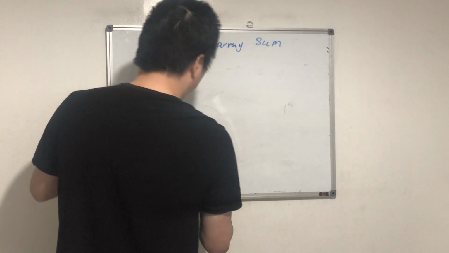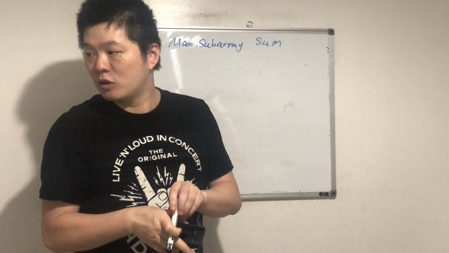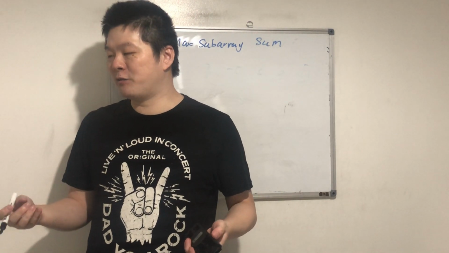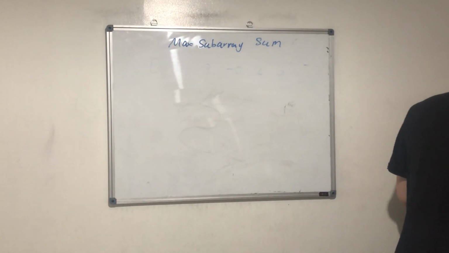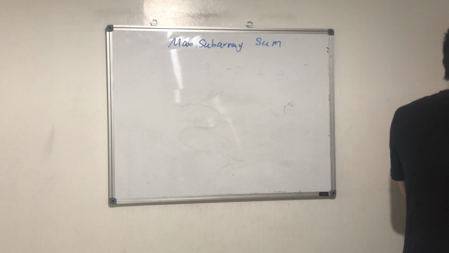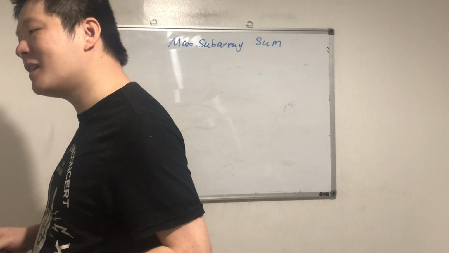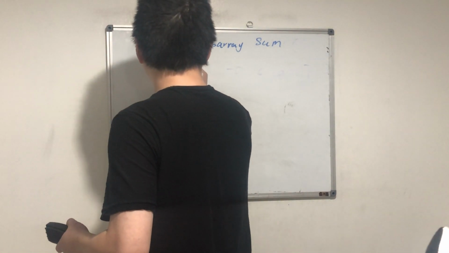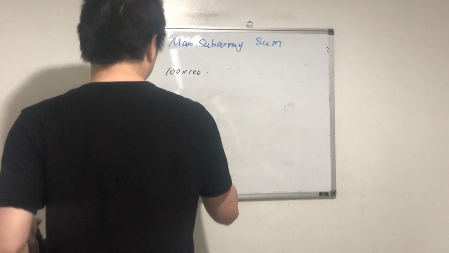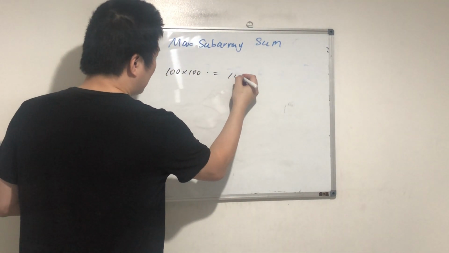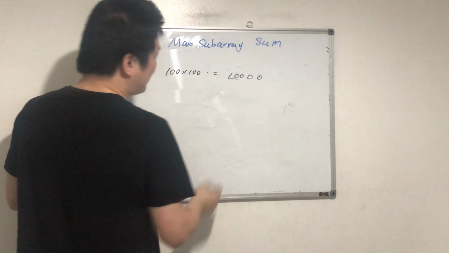Complexity. O(n squared)? Yeah, O(n squared), because we optimized it, we reduced it from O(n cubed) to O(n squared), right? Still a little bit slow. When n is like 100, how many iterations? 100 times 100, how much? I think it's 10,000. Oh yeah, 10,000. Sorry, you're right.